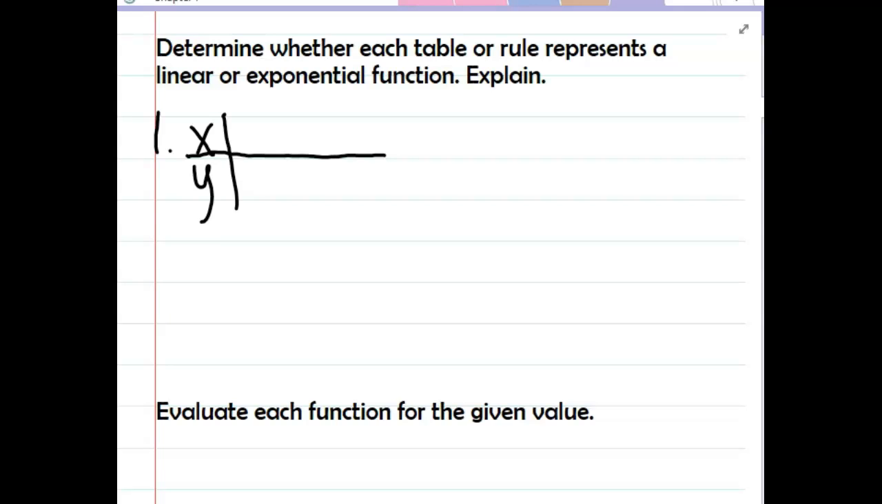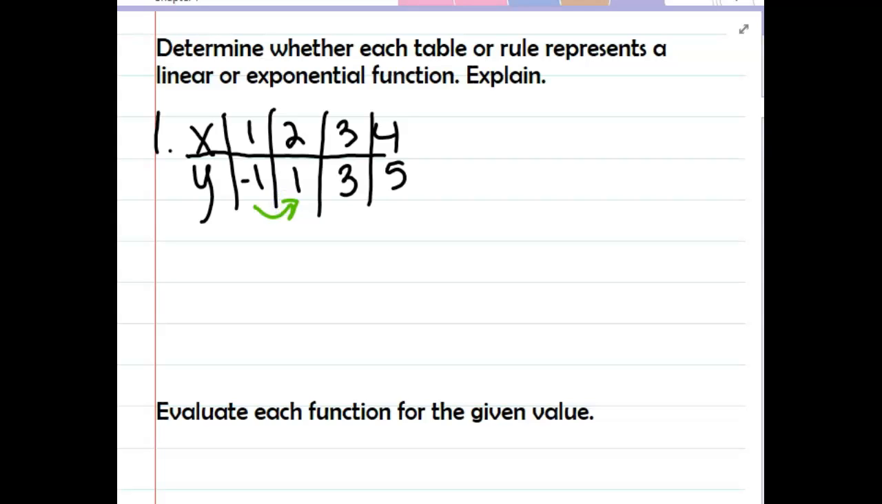Now the x coordinates are just going to be 1, 2, 3, 4. The y coordinates are going to be negative 1, 1, 3, and 5. Okay, so what we need to do here is decide if it is an exponential function or if it's a linear function. So what you're looking at is the pattern of y values. Because notice the x values just go up by 1. But if I look at the y values, if I go from negative 1 to 1, from 1 to 3, from 3 to 5, what's that pattern there?